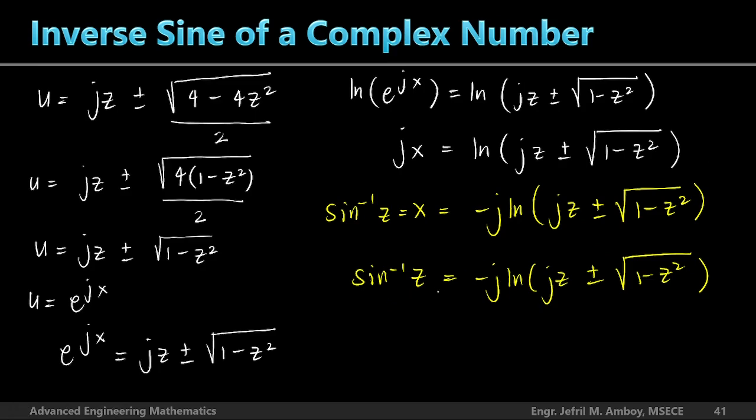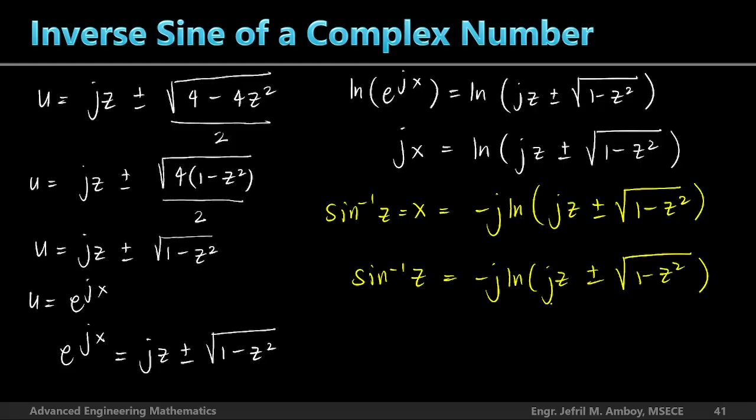Ang inverse sine pala ng isang complex number ay nag-involve ng ln, no? And what have we learned about the ln of a complex number? The ln of a complex number has infinitely many values, right? Pero dito meron tayong dalawang sets. Ayun, no? Merong positive at merong negative. So kung gagamitin ko itong positive na ito, I get ln of something, right? And that ln of something, again, is infinitely many valued. Okay? So, para sa minus, ganun din. Meron kang infinitely many valued para sa jz minus the square root of 1 minus z squared.